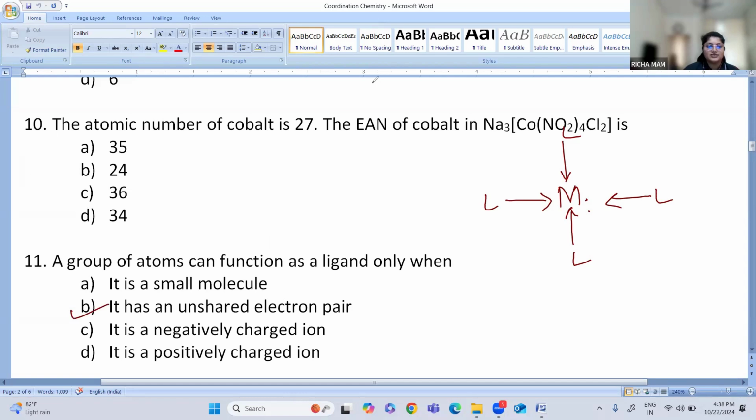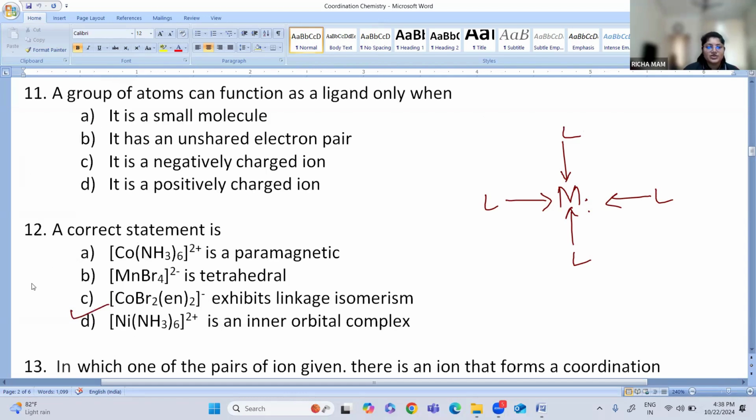So option number B is the answer. Last question: which of the following is a correct statement? These are the four options. A: hexaamminecobalt(III) ion is paramagnetic. B: this complex of manganese is a tetrahedral tetrabromomanganate. C: one more complex which is exhibiting linkage isomerism. D: hexaamminenickelate is an inner orbital complex. So your option number D.